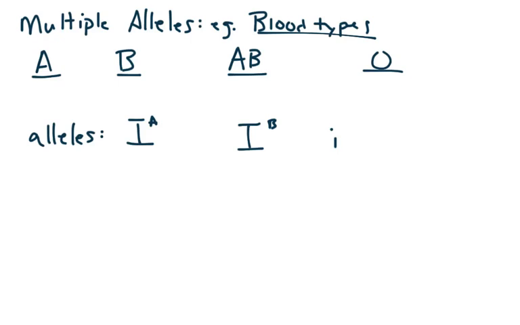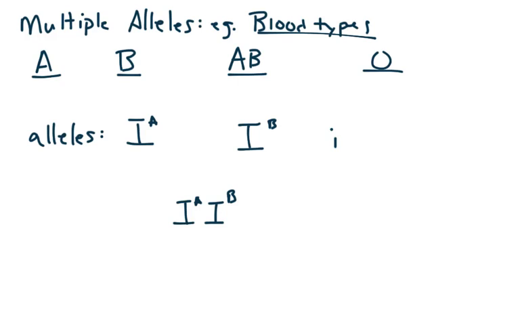Since this is capital I, and this is little i, what can you tell me? These are dominant to this. But if I have both of these, because remember you have two copies of everything, if I have IA, IB as an adult, what is that, do you think? Sorry? It's AB blood. So they're actually showing what type of dominance if they're showing both A and B equally? Sorry? Codominant. So the AB blood is codominant.